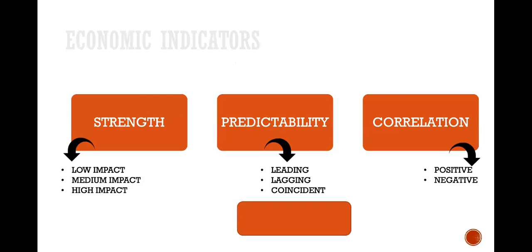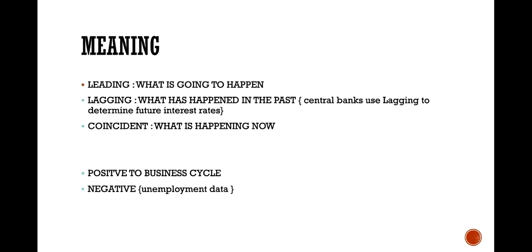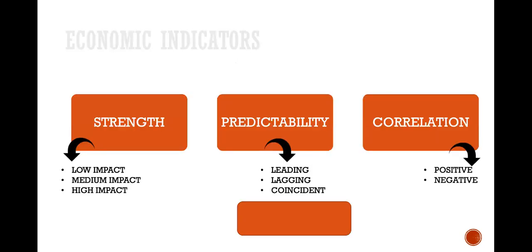When we're looking at economic indicators, there are some where you have to understand the correlation. I defined it in the next slide. You have the strength of that indicator, you have the predictability, and then you have the correlation. The strength is what we see on Forex Factory. You have your low impact, medium impact, and high impact. The low impact news are in the yellow folder on Forex Factory, the medium impact is in a brown folder, and the high impact is the red folder.